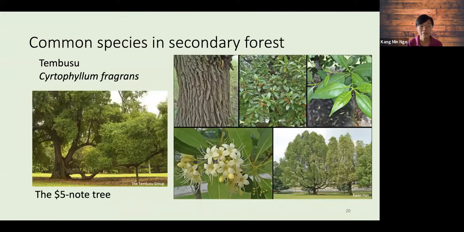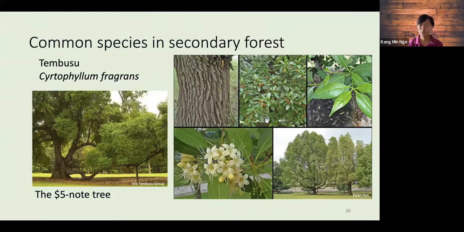This is a common species in secondary forests. This is called Tembusu. It may sound very familiar because a lot of companies and groups use the name Tembusu. It's also called the $5 note tree because it's featured on our $5 note. It's called Cyrtophyllum fragrans. The fragrance comes from the fragrant flowers when it flowers. This species flowers once a year.